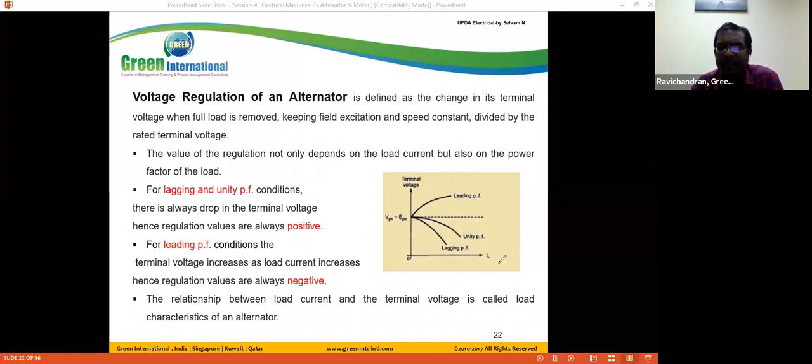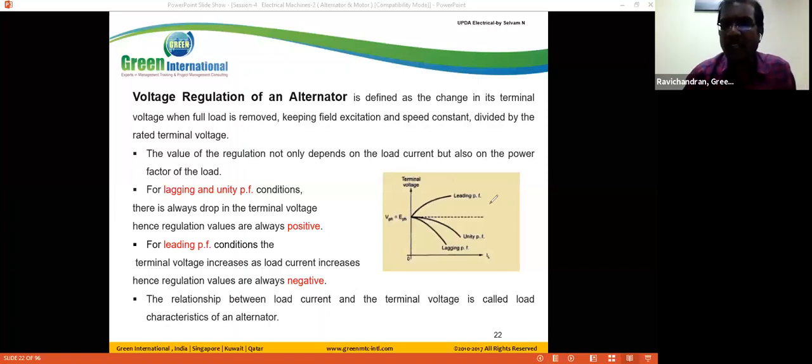Here we have the load current and the terminal voltage. Load current is directly proportional to the load. So if the load increases, the terminal voltage changes. Here we have a dotted line. Below the dotted line, we have the unity power factor and lagging power factor, and above the dotted line, we have the leading power factor. The dotted line is equal to E0.